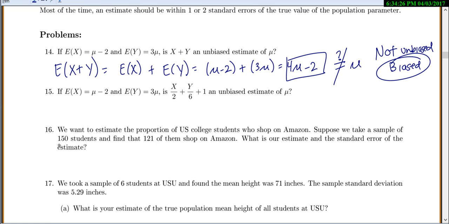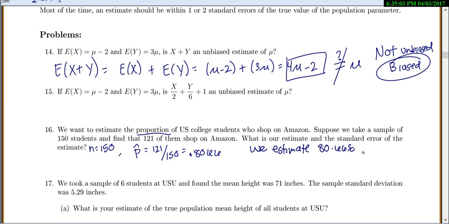Now let's do our more practical example. We want to estimate the proportion of U.S. college students who shop on Amazon. So we're talking about proportions. Suppose we take a sample of 150 students and find that 121 of them shop on Amazon. So my sample size is 150, and then we also need to find p hat, the proportion of them that shop on Amazon. There's 121 of them out of 150, and that's 0.8066. So we estimate 80.66% shop on Amazon.